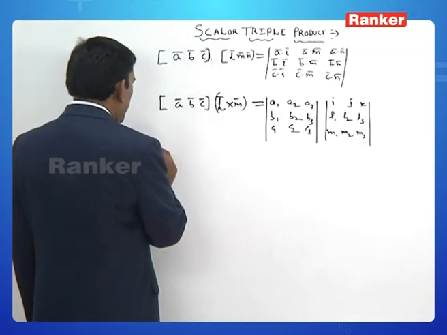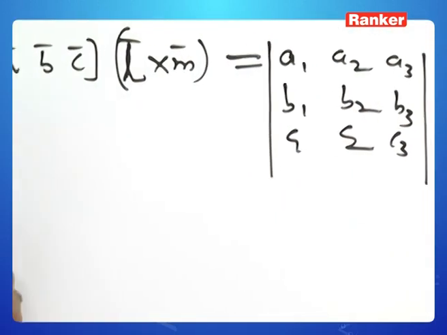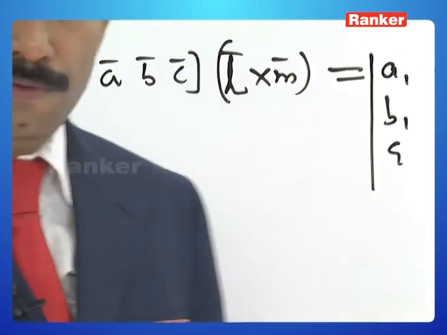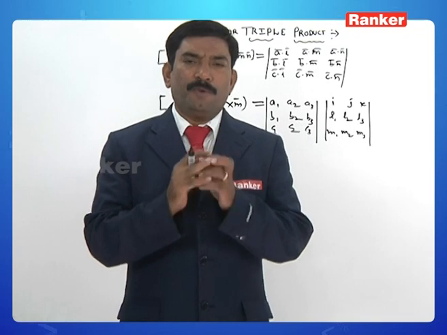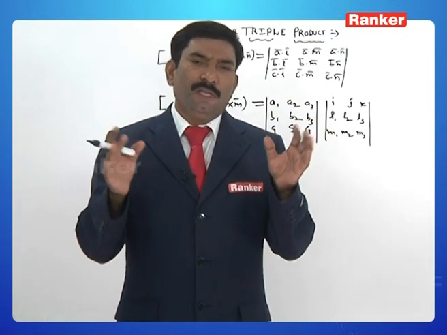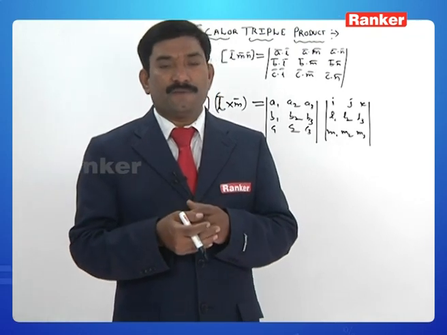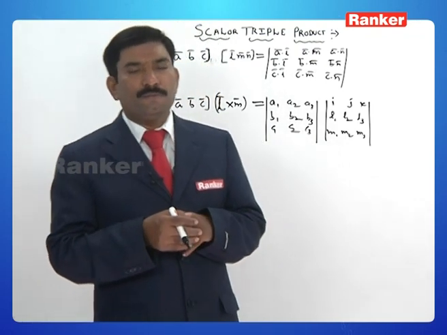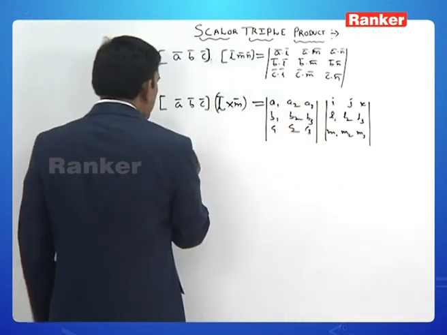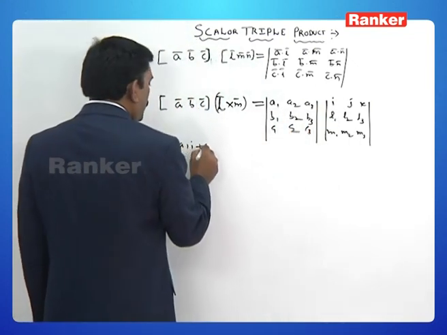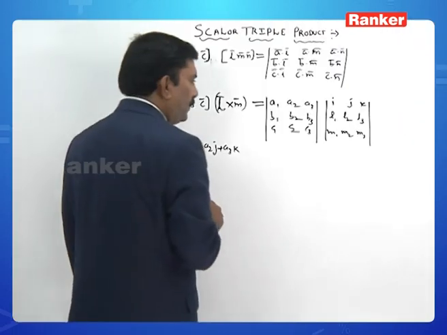Now coming to this one, first row with first row. I can write in a determinant, as I told, you can multiply row with a row, column with a column, row with a column, column with a row. There is no restriction in determinants, but there is a restriction in matrices, row with a column or a column with a row. So therefore, first row with first row, it becomes A1 i, A2 j, A3 k.